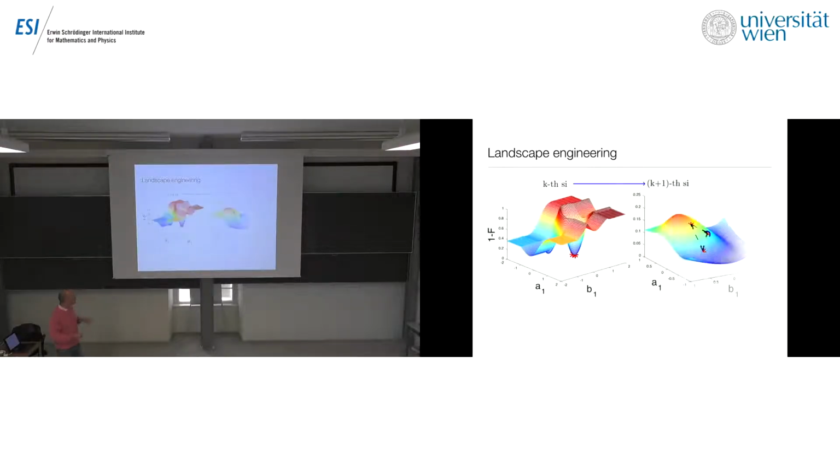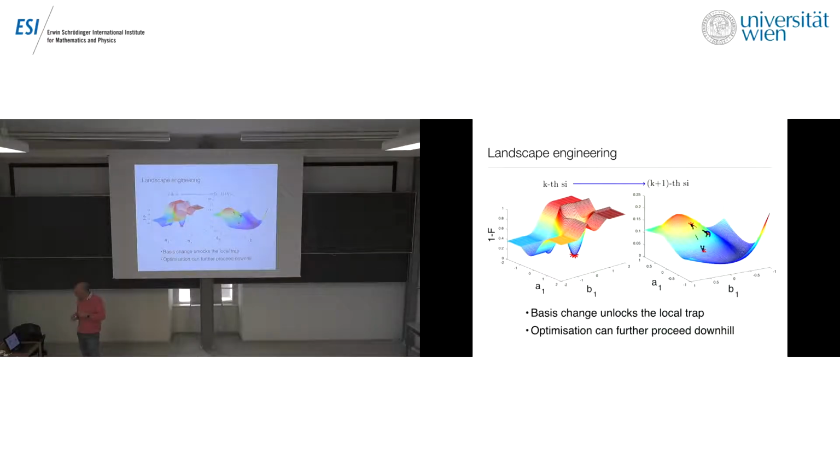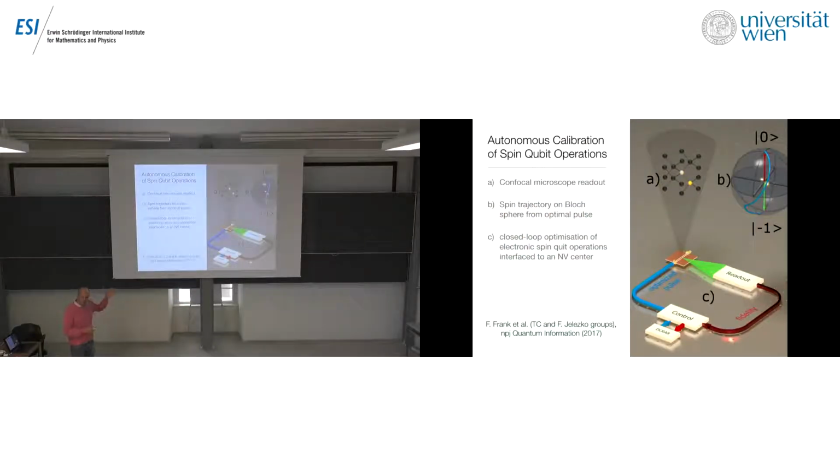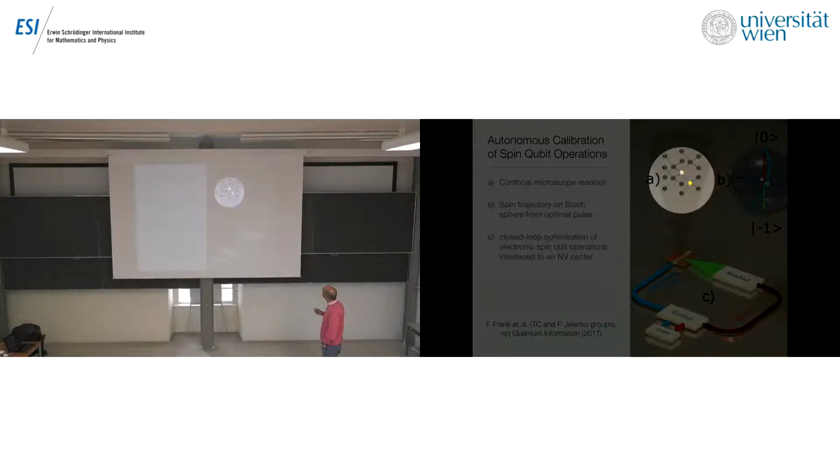And what turns out to be the case is that a landscape with a local minimum, in most cases, and you can demonstrate mathematically that this is really dense in the set of all possible configurations, the landscape opens up, and you unlock the trap and your optimization can proceed further downhill. So this is now what we implemented in a closed loop. Here you see the loop, the sample of diamond with the structure which is sitting here, driven by some laser pulse.